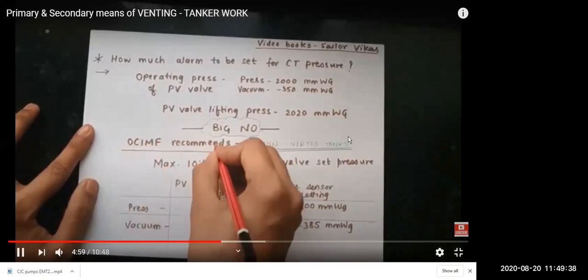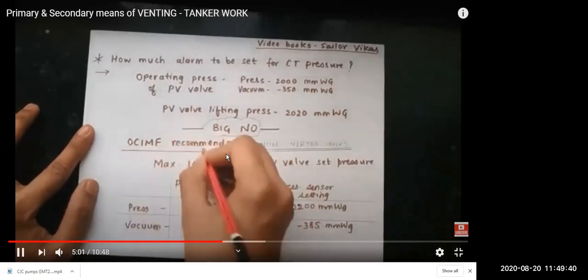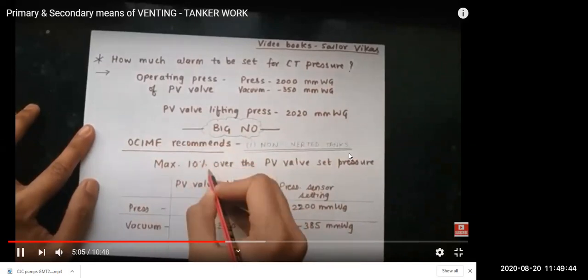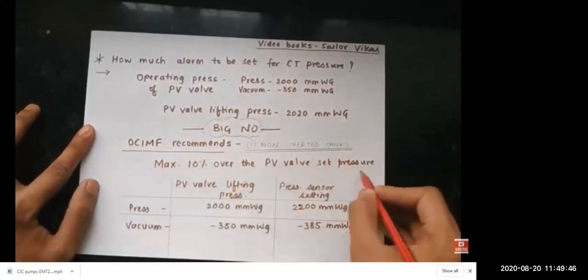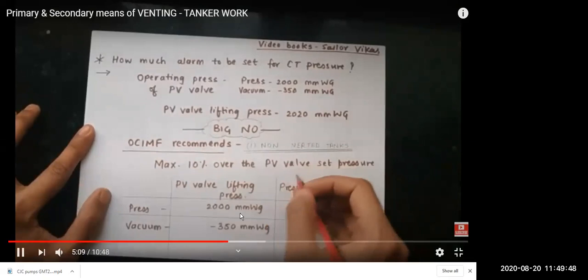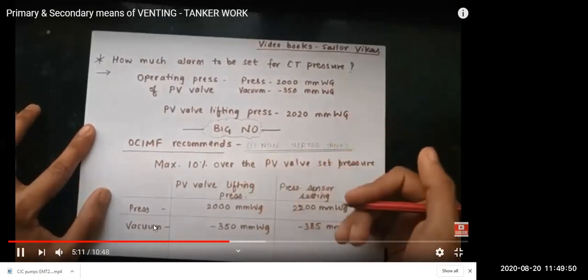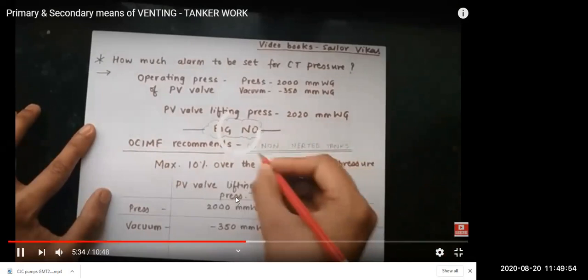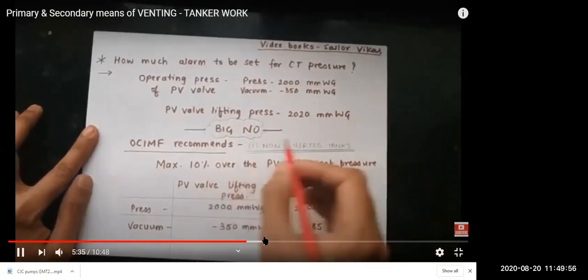If the tank is not inerted, that is maybe in dry dock or sometimes. But most of the time we have inerted tanks, where the tank has inert gas. So if the tank is inerted, let's see what the pressure setting will be. We want to maintain positive pressure in the tank.